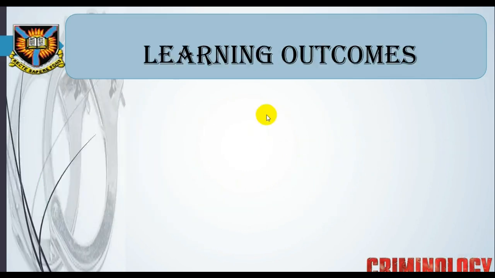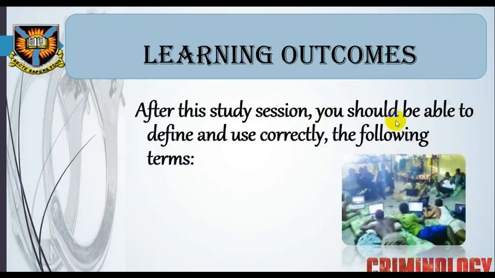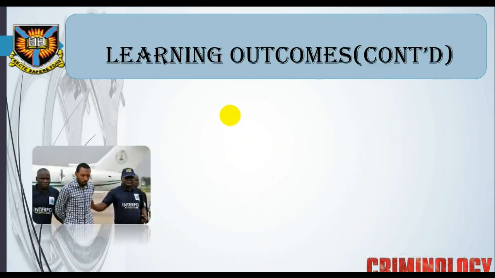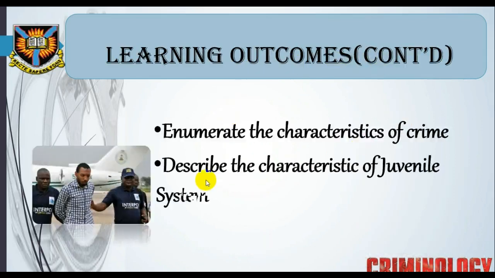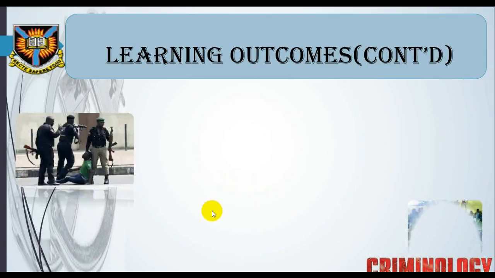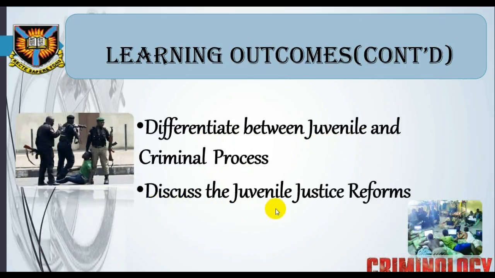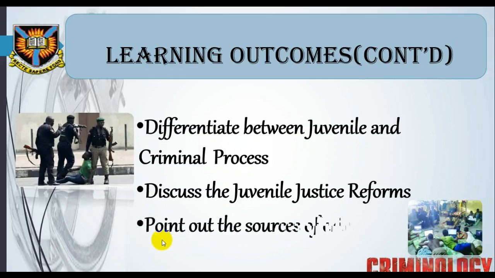Learning outcomes. After you have studied this study session, you should be able to: 1. Define and use correctly the terms in bold: crime, juvenile delinquency. 2. Enumerate the characteristics of crime. 3. Describe the characteristics of the juvenile justice system. 4. Differentiate between the juvenile and the criminal process. 5. Discuss the juvenile justice reforms. 6. Point out the causes of crime.